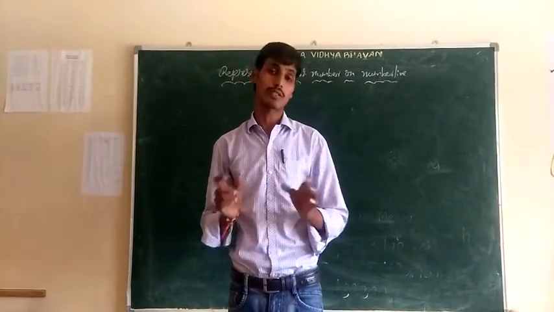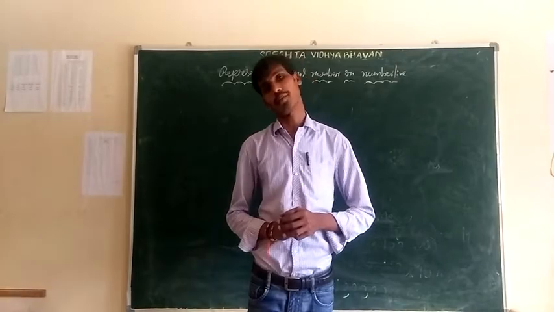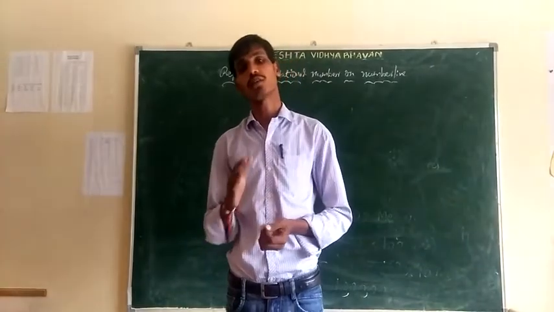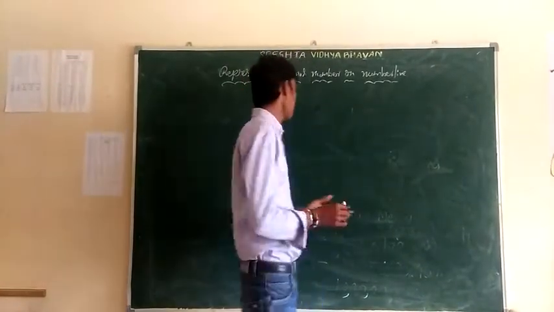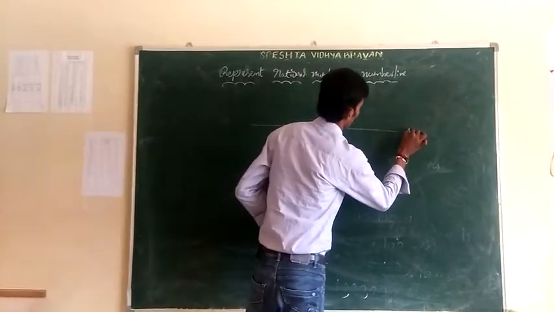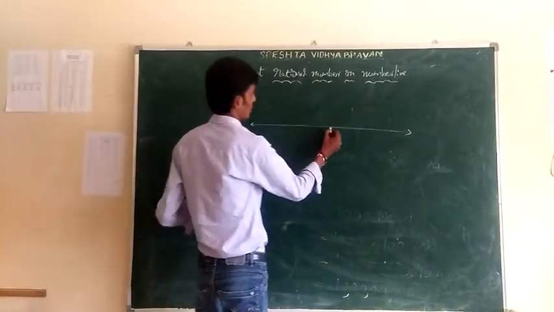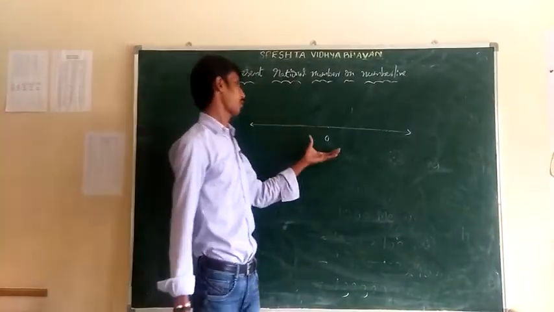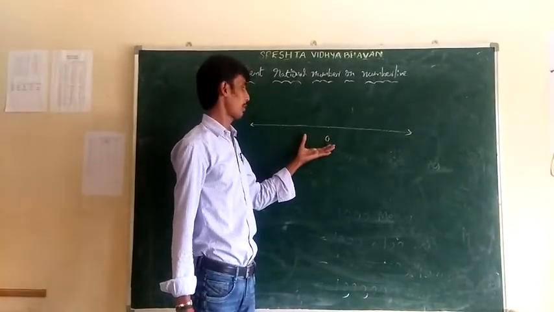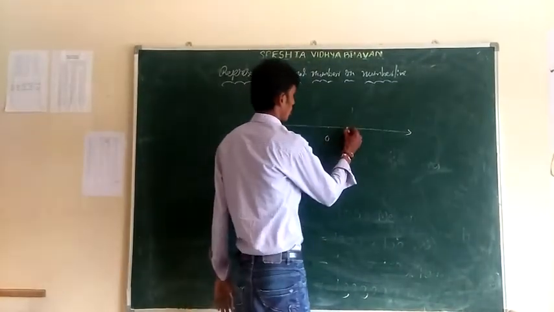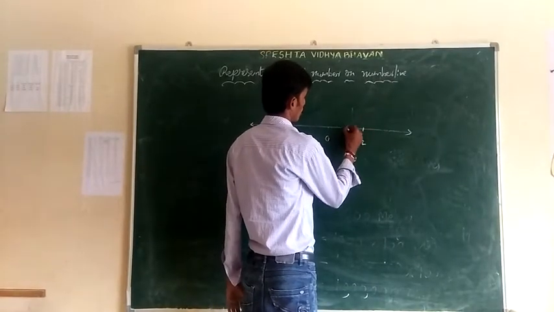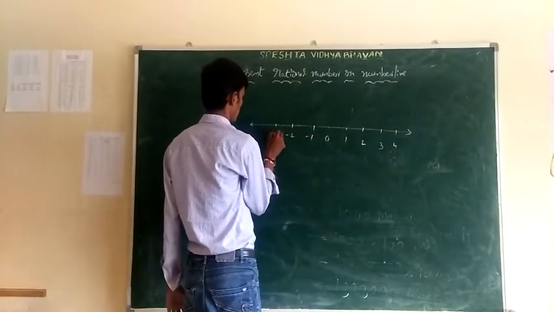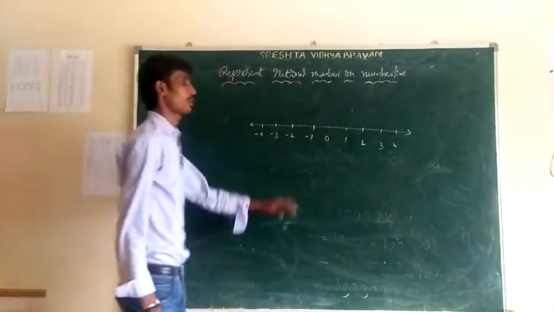First, what is a number line? A number line indicates or locates all the points with equal intervals. I take the number line like that. It represents the numbers with equal intervals, like 1, 2, 3, 4, minus 1, minus 2, minus 3. This is a number line.